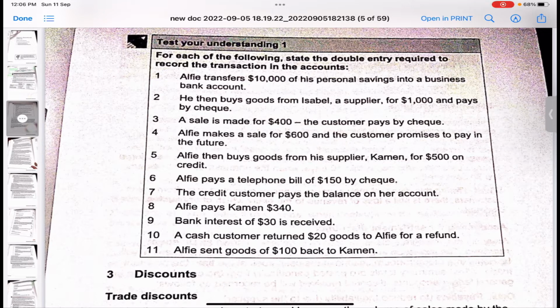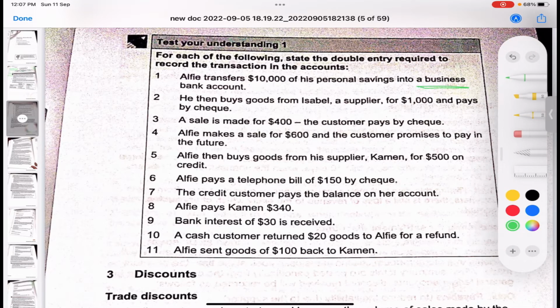So the first one, Alfie transfers $10,000 of his personal savings into a business bank account. So what is a business bank account? That is nothing but the capital, right? And his cash. So the capital increases and the cash also increases in the business. You need to underline business bank account. So our journal entries are always based on things which are related to the business.